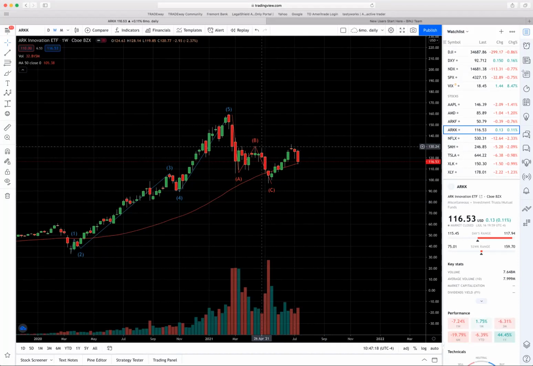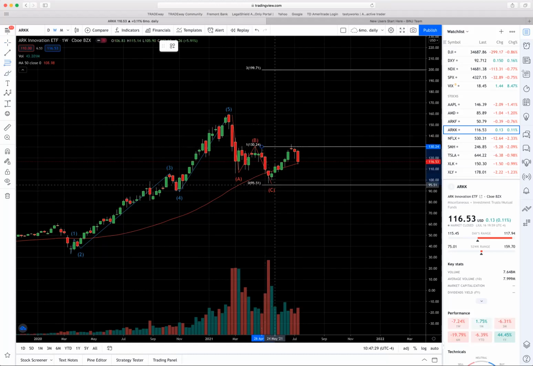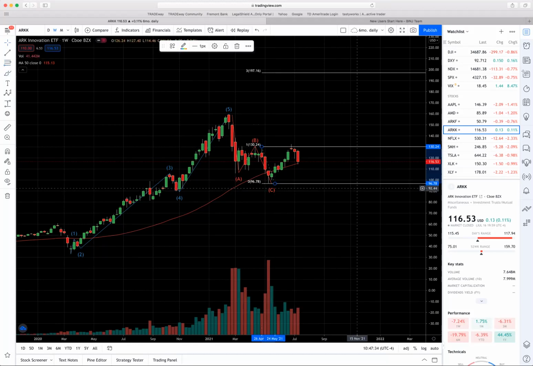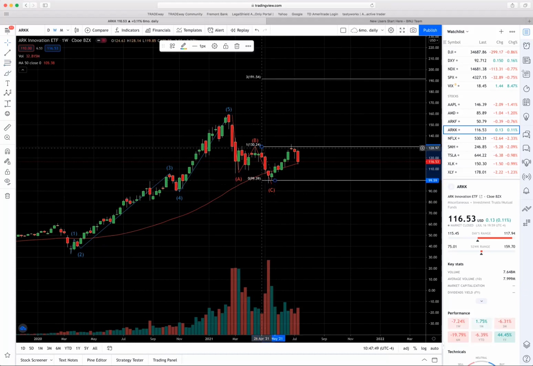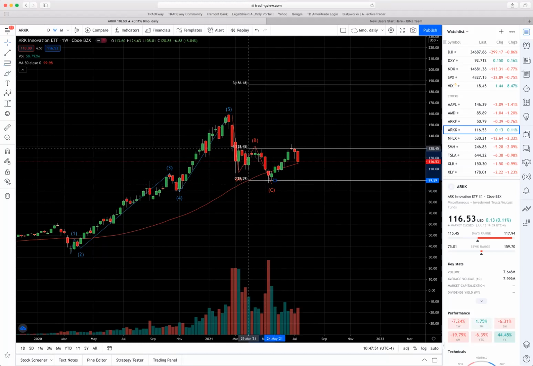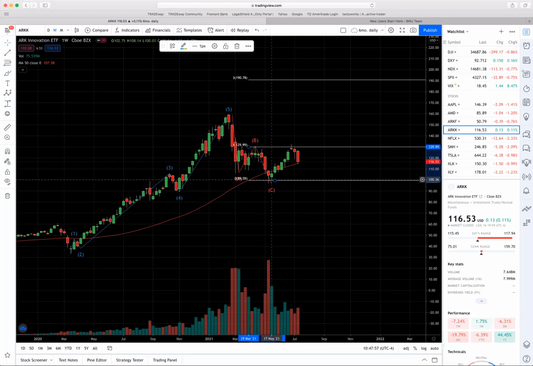So let's put in those grand Fibonacci cycle lines. I'm putting it in from here, the B leg, to the C leg. So we have the retracement line here from the B to the C. Again, we can use wicks, we can use bodies, depending on how you want to do it. I see this area here, that wick down here.